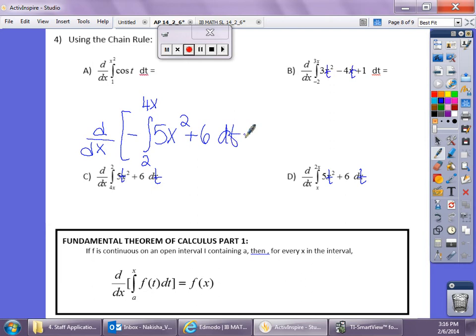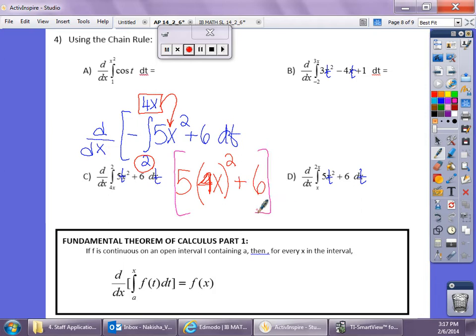So if you are taking the derivative of an integral where you have a constant in the lower limit and a function in the upper limit, we're first going to substitute in for all your x's. In this case, I only have one x. So that would be 4x, whole thing squared plus 6. And then the key is the fact that you have to multiply by its derivative, 4.